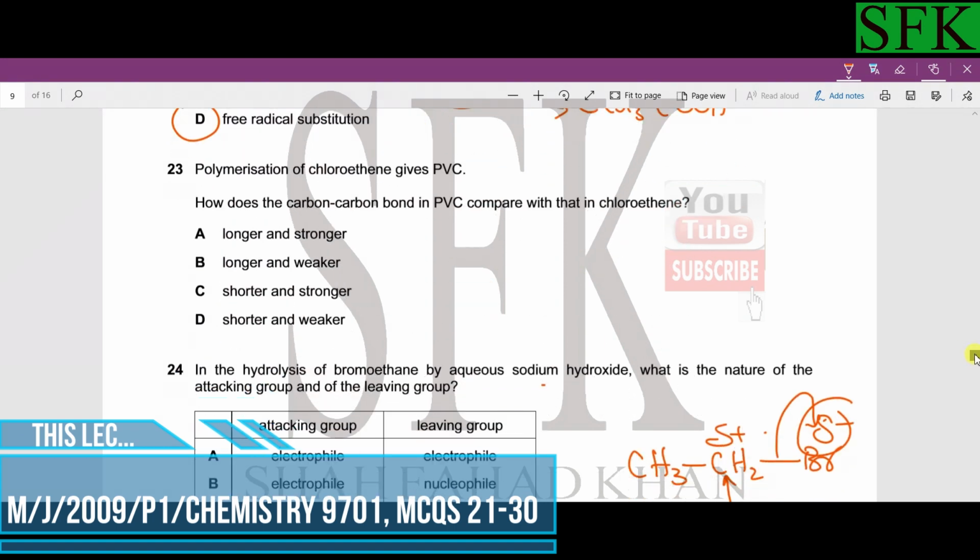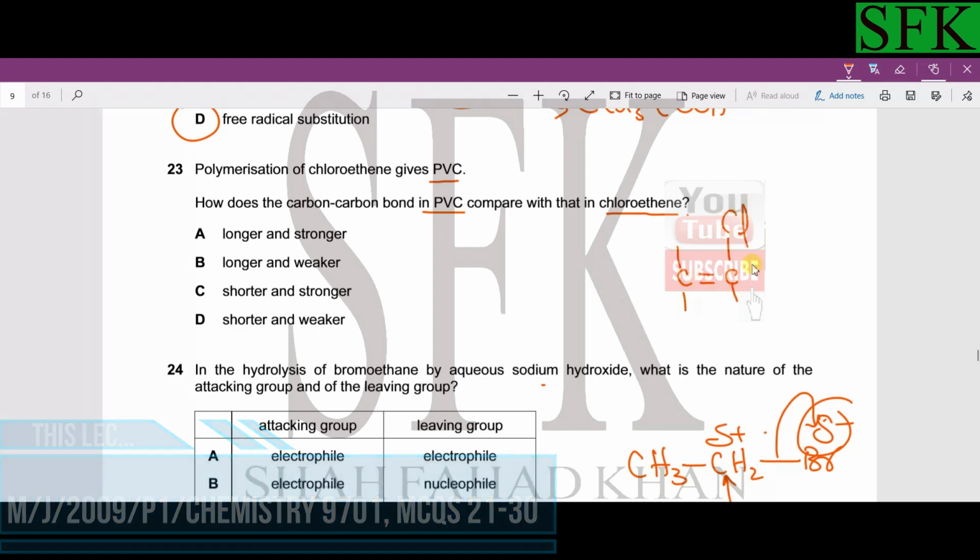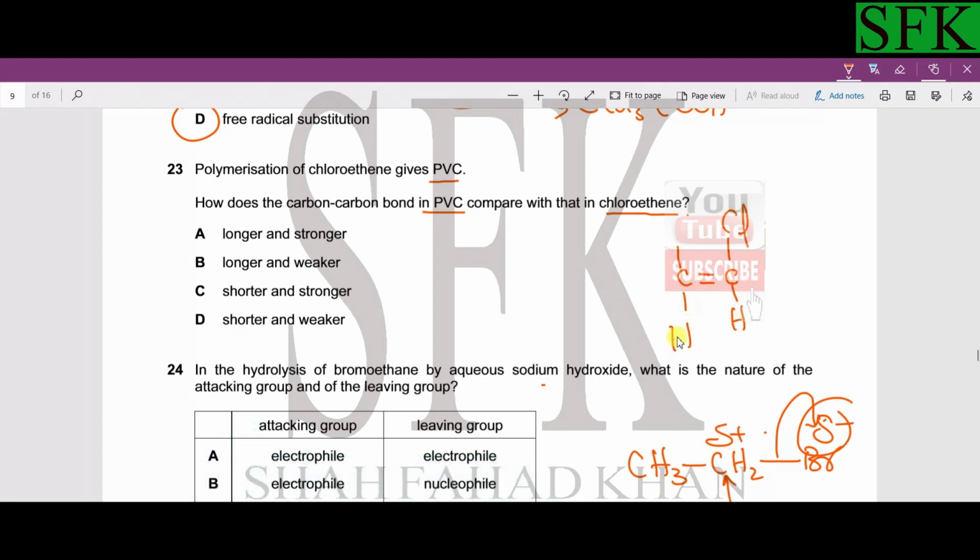Right, then moving on to the next part, polymerization of chloroethene gives PVC. How does the carbon-carbon bond in PVC compare with chloroethene? Chloroethene is actually an alkene with one chlorine atom attached. This is a double bonded carbon compound, whereas PVC is a single bonded compound.